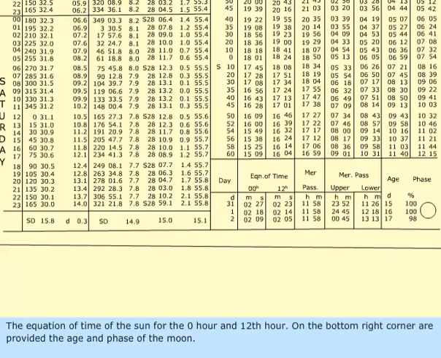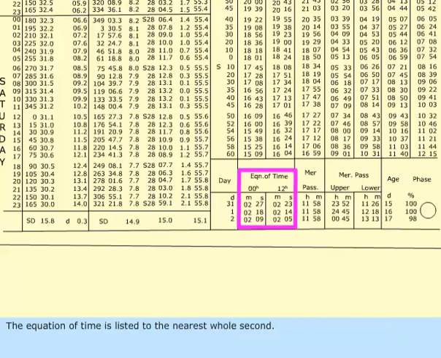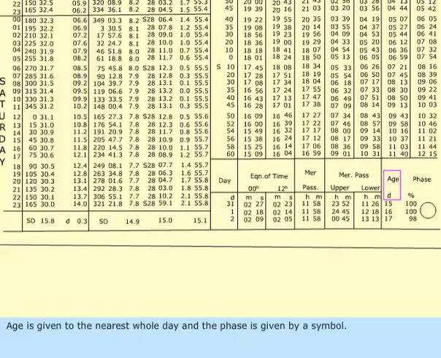The equation of time of the Sun is given for the 0 hour and 12th hour. On the bottom right corner are provided the age and phase of the Moon. The equation of time is listed to the nearest whole second. Age is given to the nearest whole day, and the phase is given by a symbol.